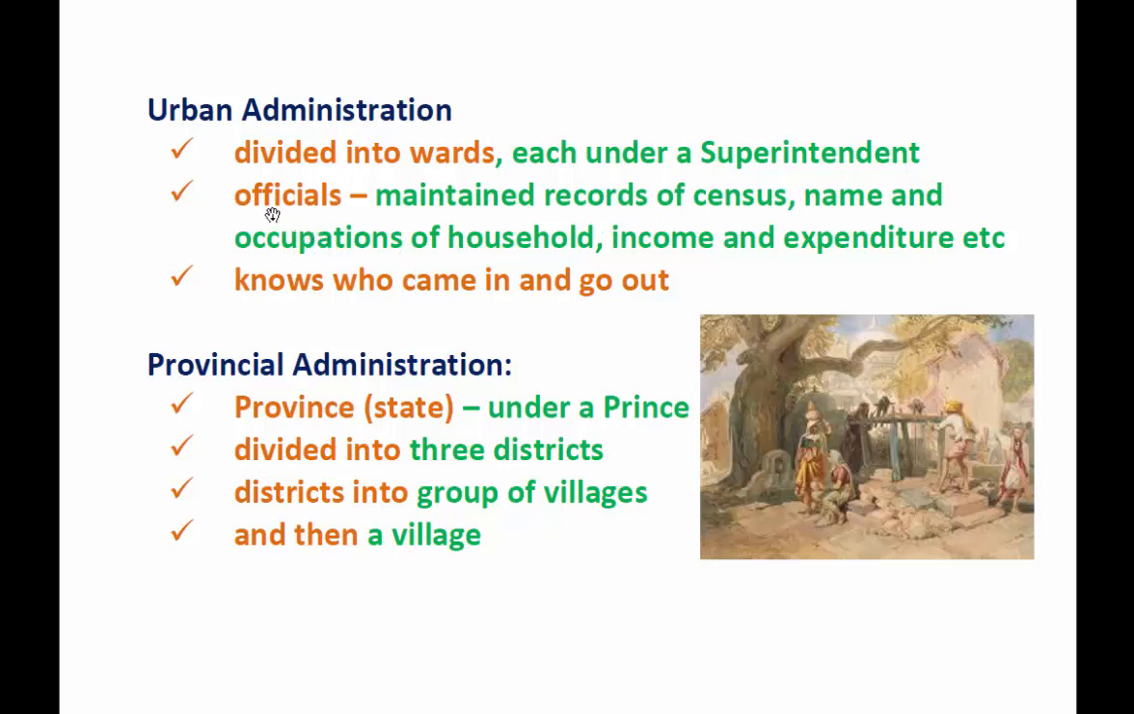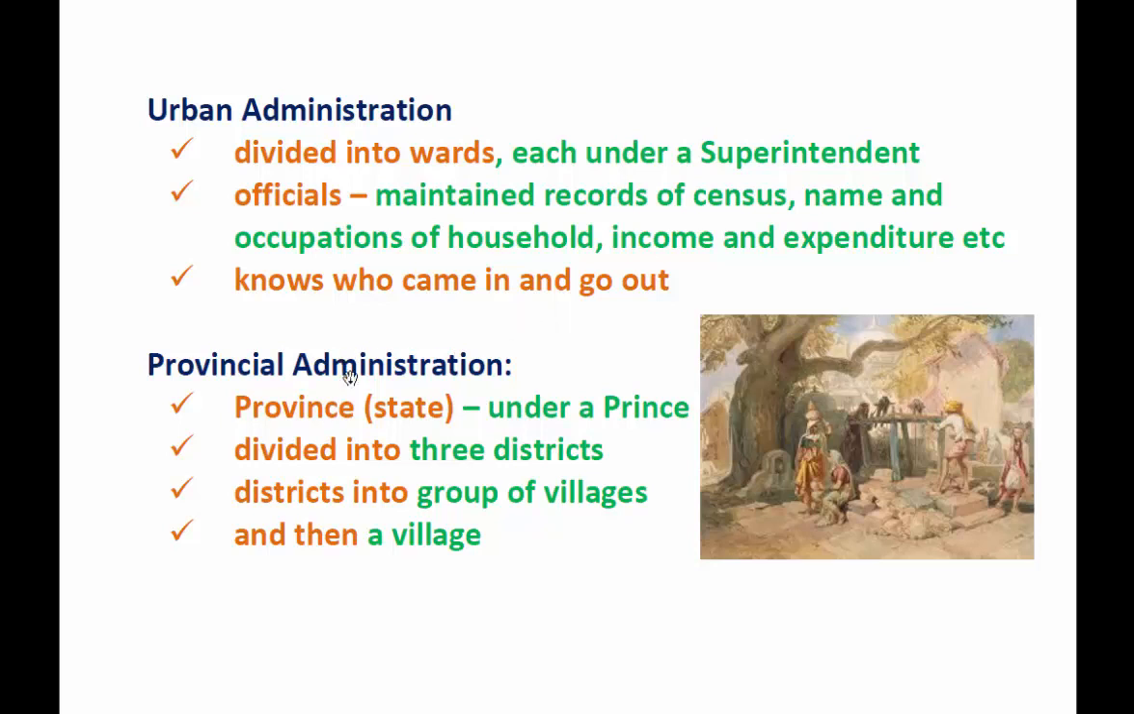They maintained records of census, names and occupations of households. They also maintained income and expenditure, etc. All these were maintained by these officials in the urban administration. Urban usually refers to towns and cities, isn't it? So they knew who came in and who went out in that urban area. They maintained that record.